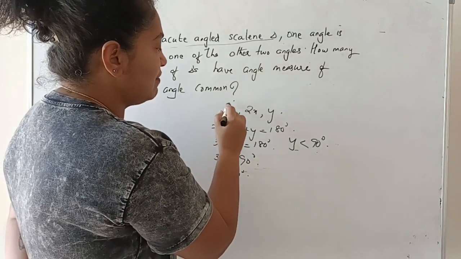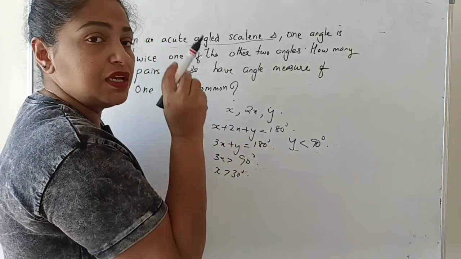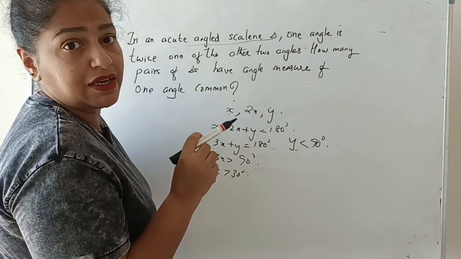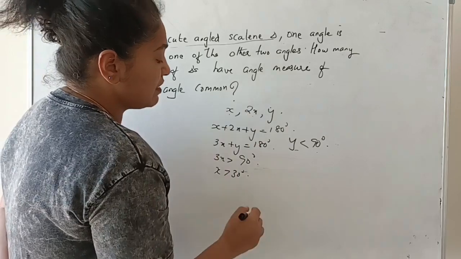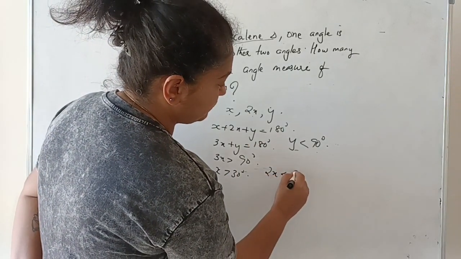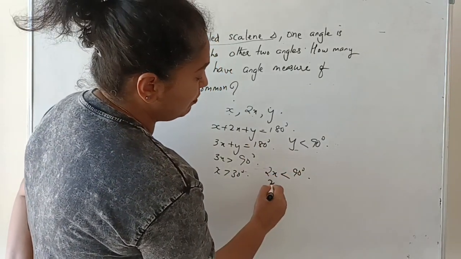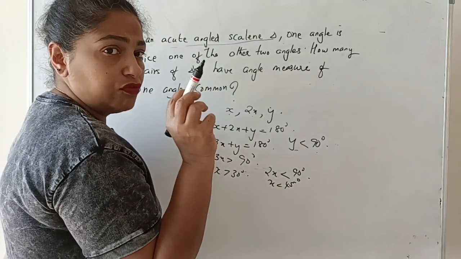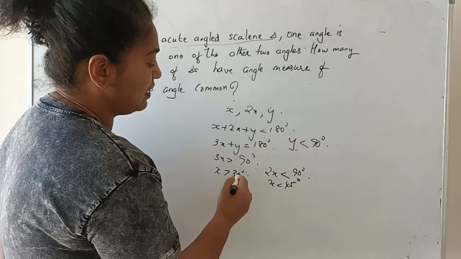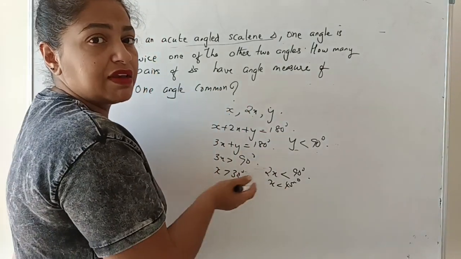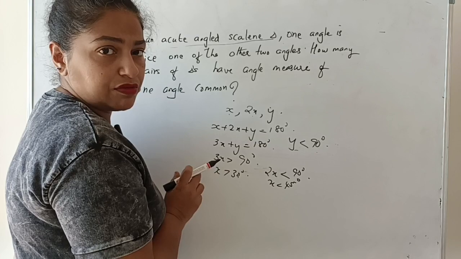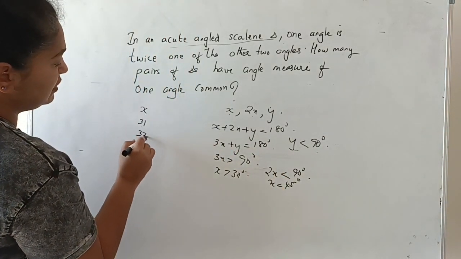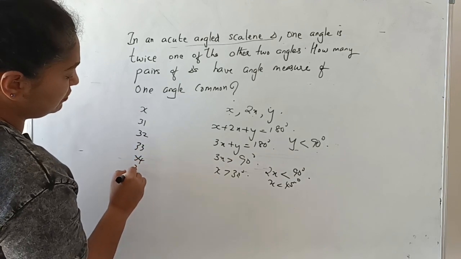Correct. Now my angles are x, 2x and y. Since it is an acute angle triangle, each of these angles has to be lesser than 90 degrees. So my 2x has to be lesser than 90 degrees. Correct. Or my x has to be lesser than 45 degrees. So the measure of the angle x lies between 30 and 45. It is greater than 30 but lesser than 45. Okay. So my x value can vary from 31, 32, 33, 34.